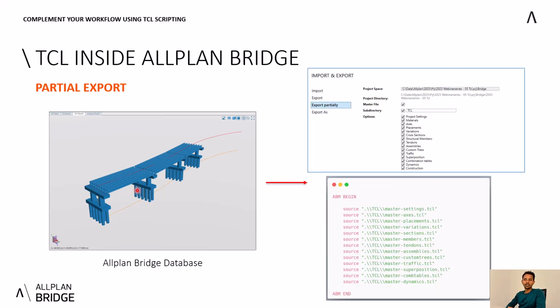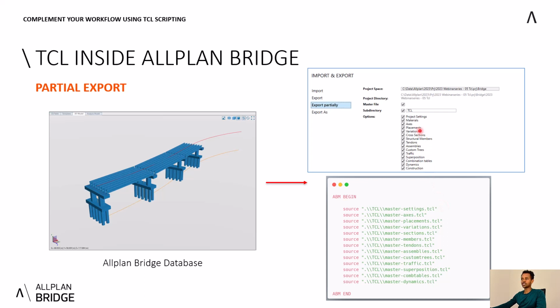One useful thing to mention here is the partial export. There are cases, quite often actually, where you want to export just pieces of a project. For example, you just want to export the project settings, so you check just that and export it as a TCL file. So we have a master setting as a TCL file.